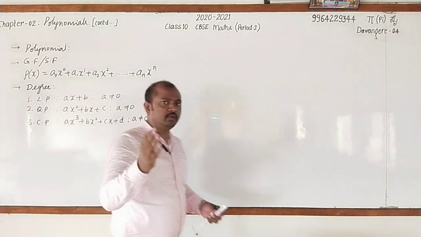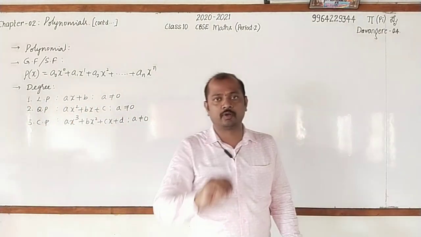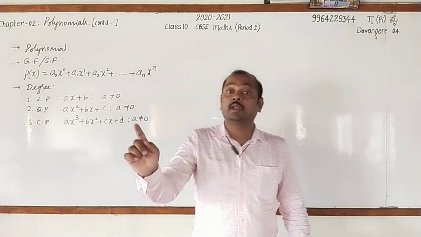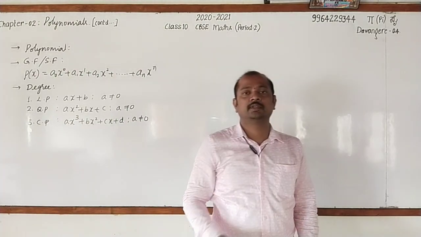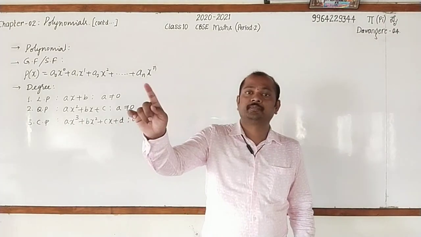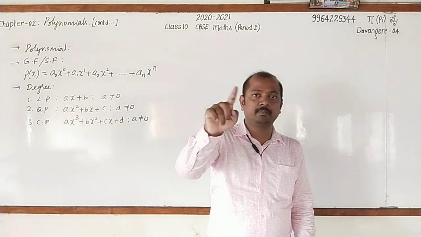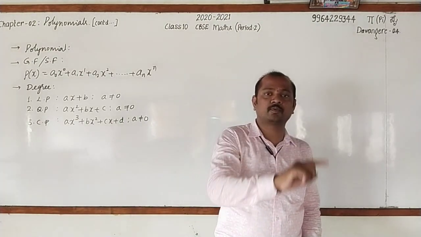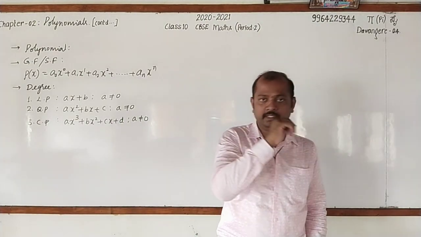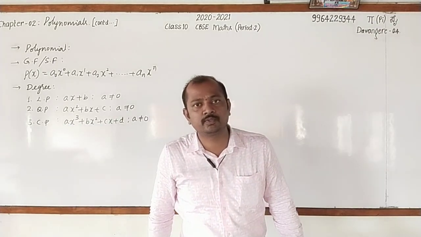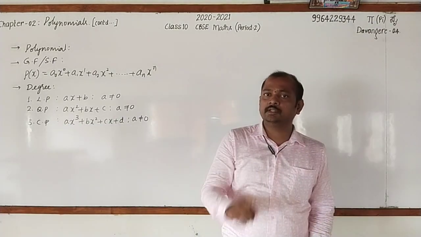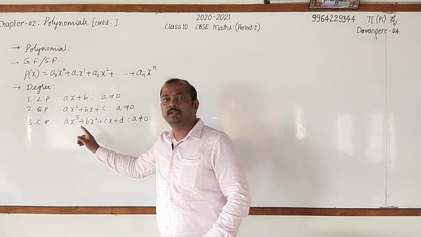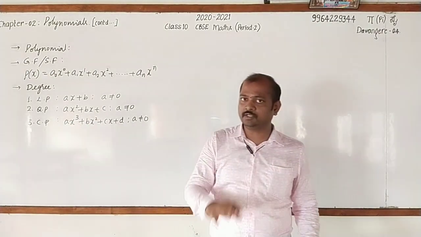Then what do you call a polynomial of degree 4? Yes, it is a biquadratic polynomial. What about its standard form? Yes, it is ax raised to the power 4 plus bx raised to the power 3 plus cx square plus dx plus e, where a is not equal to 0. You all know that in this chapter we are focusing up to cubic polynomials, right?